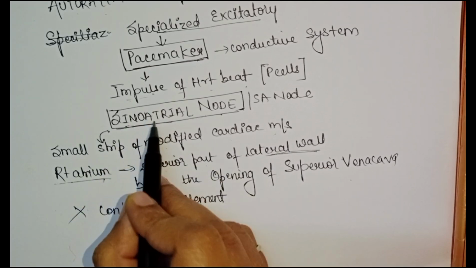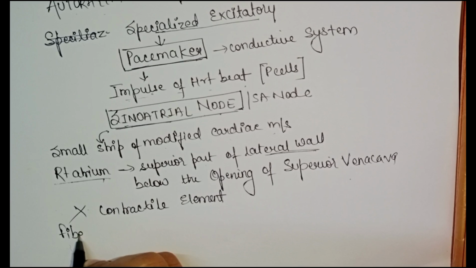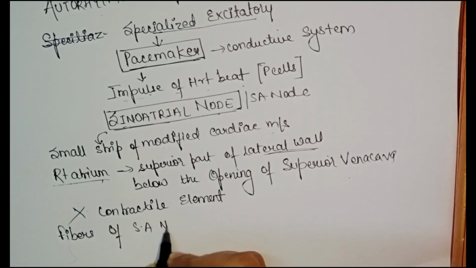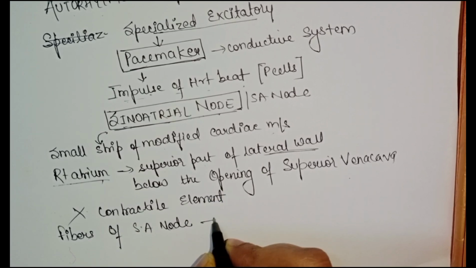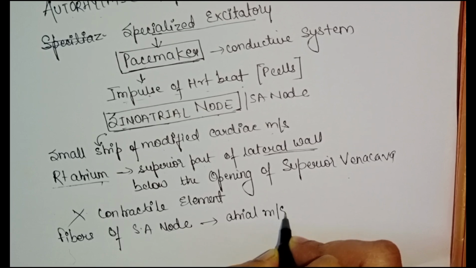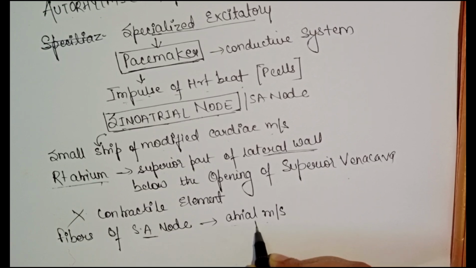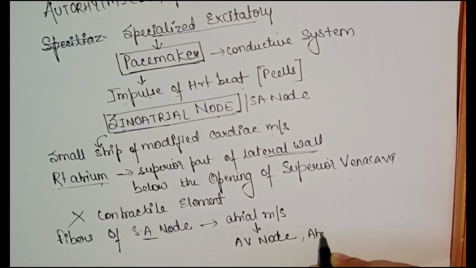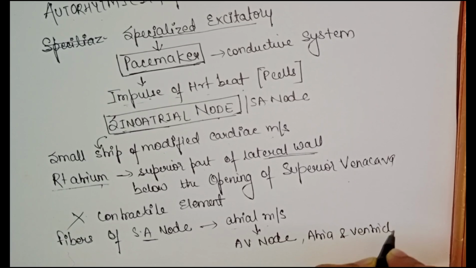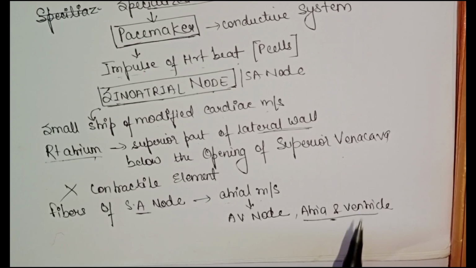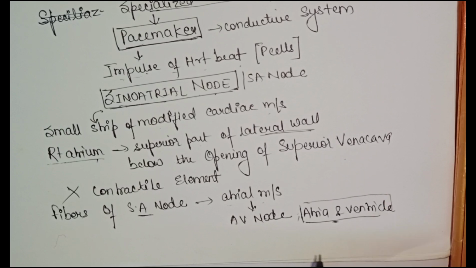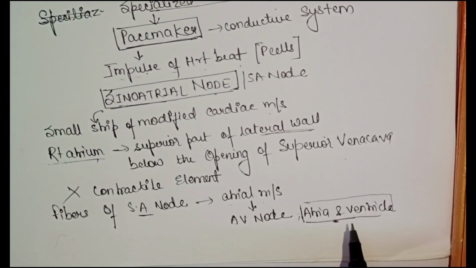The fibers of the SA node are continuous with atrial muscle, so that the impulse from the SA node spreads rapidly through the atria and other parts of the heart such as the atrioventricular node, atria and ventricle. Atria and ventricles can also produce impulses. If needed, atria and ventricles can also produce impulses like a node, and act and function as a pacemaker.